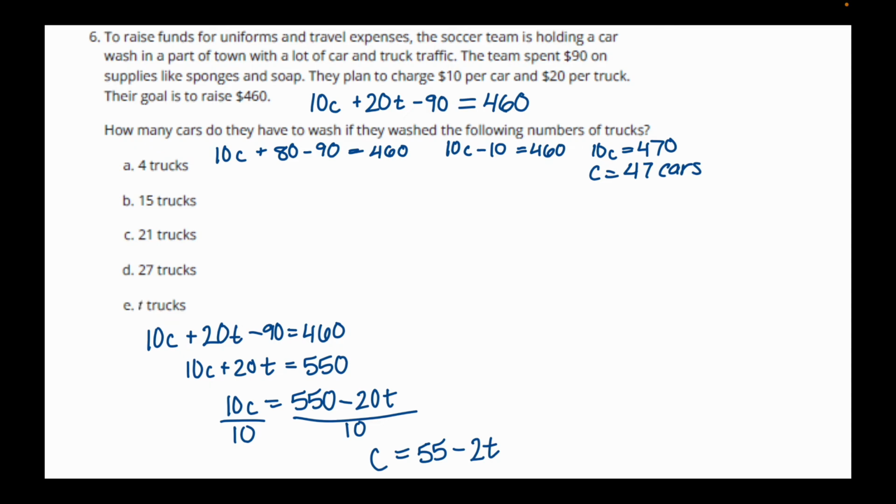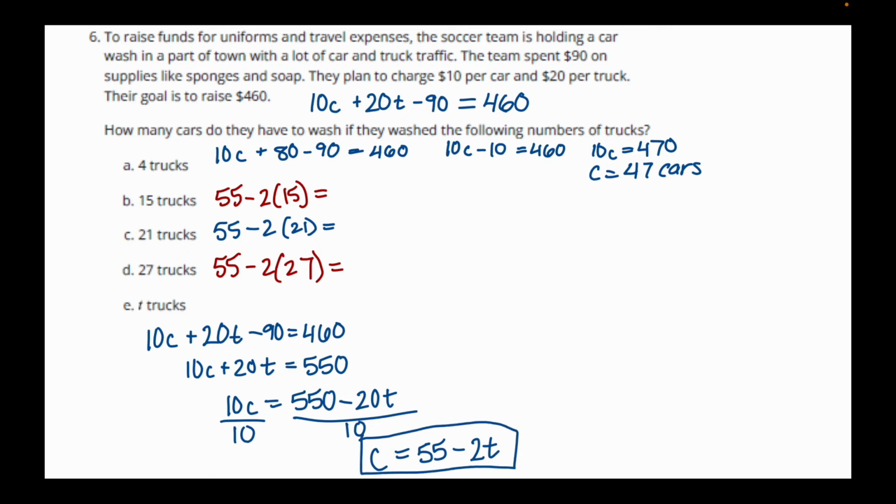And from here, we can find all those numbers of cars. So we can do 55 minus 2 times 15. And we can do 55 minus 2 times 21. And we can do 55 minus 2 times 27. And I will put a box around this one because this was my formula down here.